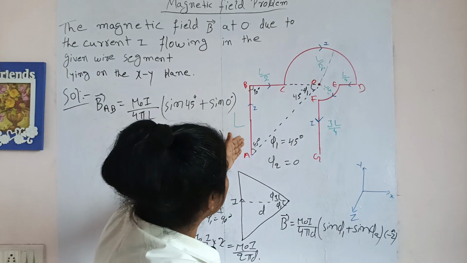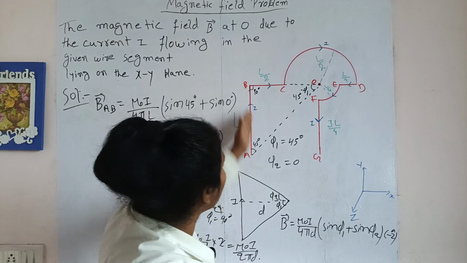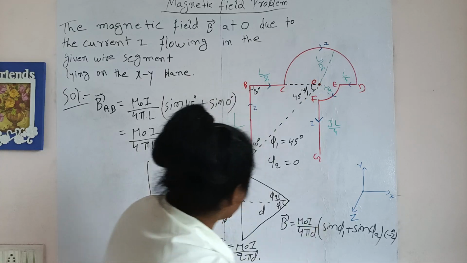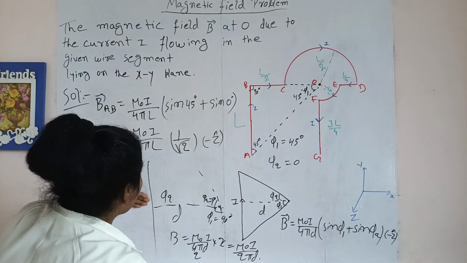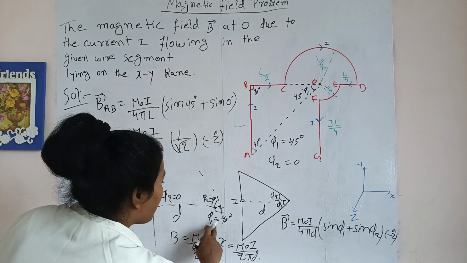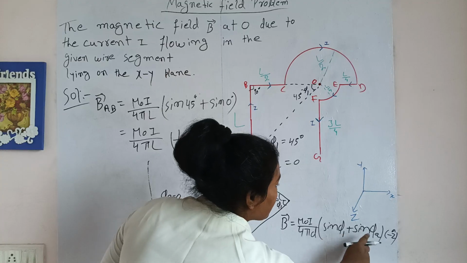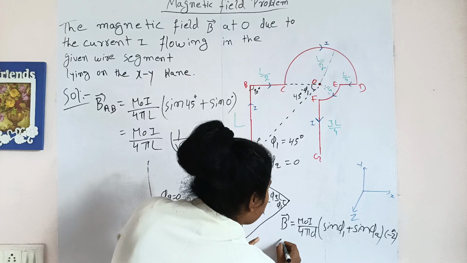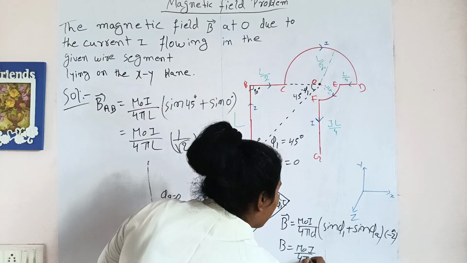Now for this case, if the wire is infinitely long only in one direction, then at the end of the wire the field will be, phi 2 will be 0. If we are going to wipe it up to this part, then phi 2 will be 0 and phi 1 will be 90 degrees. So this one becomes sin 90, which equals 1, and this one becomes sin 0, which equals 0. Then B will be mu naught I by 4 pi d.